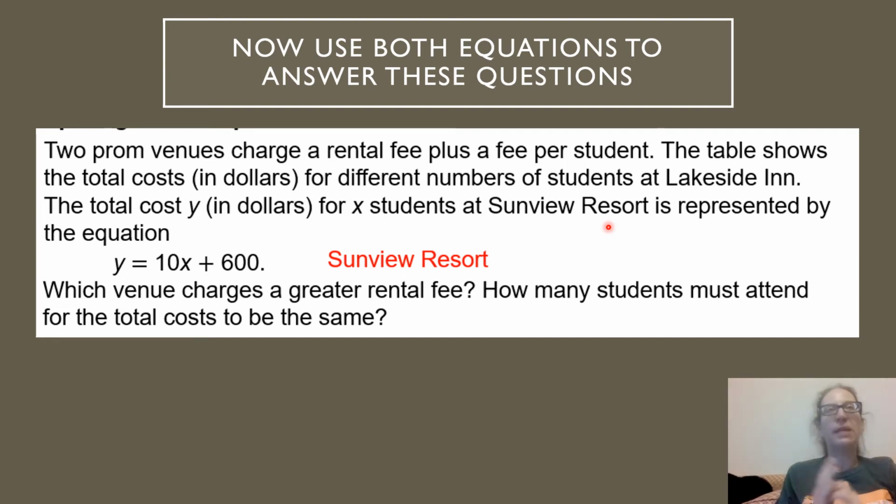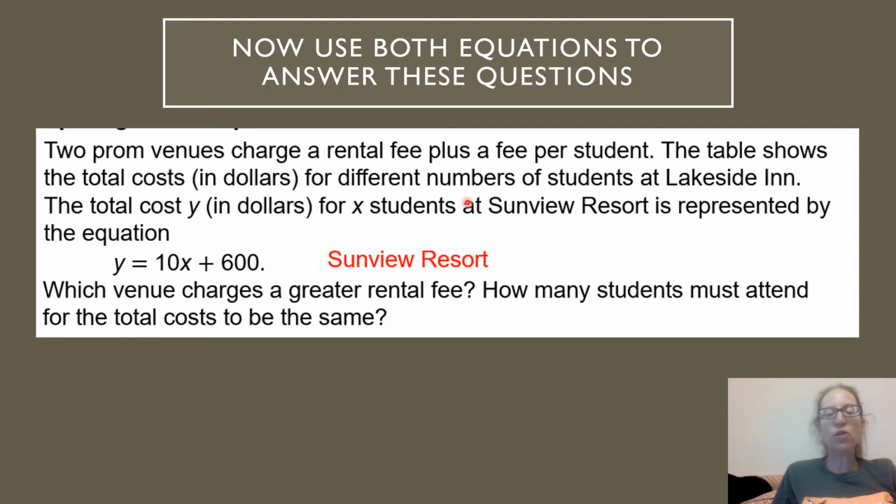AC has their prom in different locations all the time. We've had it at the Jaguar Stadium. I don't even know where they had it last year, but it's not always in the same place, because you're going to look at different venues and see what each venue can offer you for what price, and you're going to try to get the best deal. But in order to do that, you have to understand what these numbers are and how to put them together in a meaningful way. So we have two prom venues that charge a rental fee plus a fee per student.